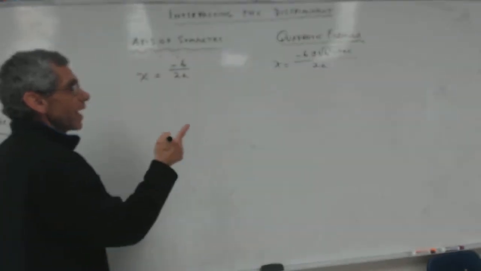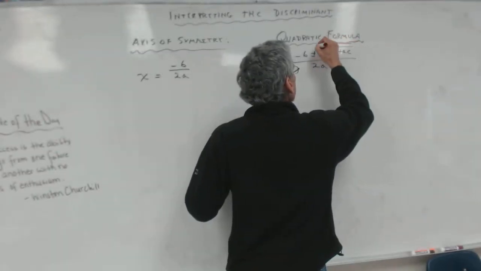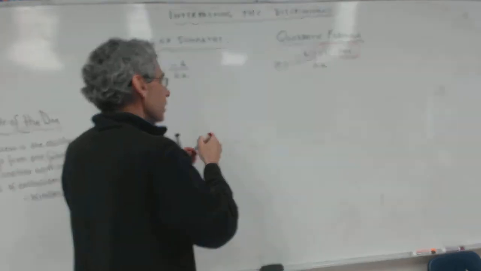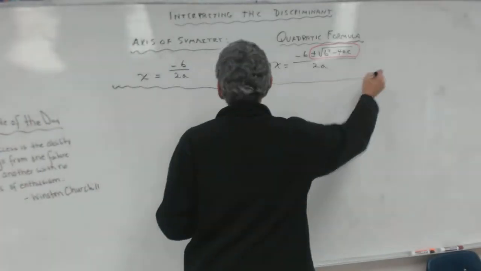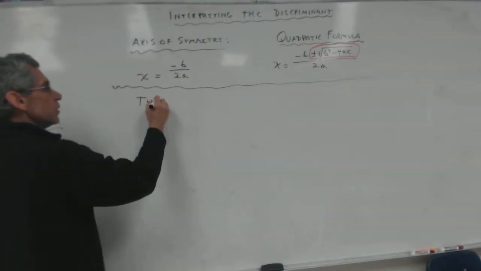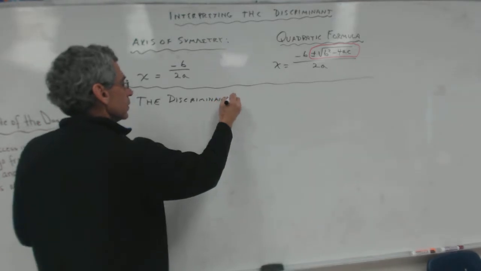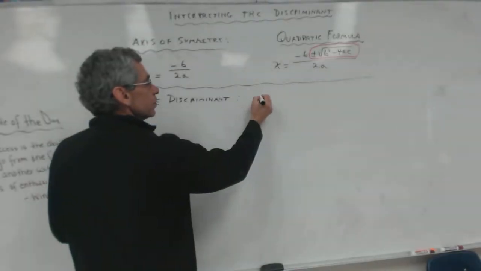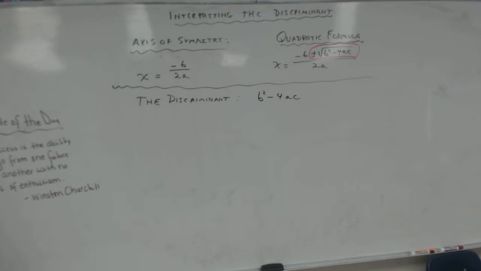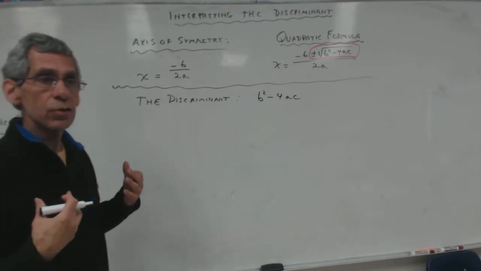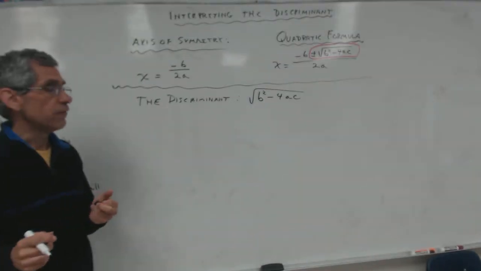That red thing right there is actually called the discriminant. Technically, the discriminant is just b squared minus 4ac. That's technically the discriminant. I prefer to say it is the square root of b squared minus 4ac. I find that much easier.